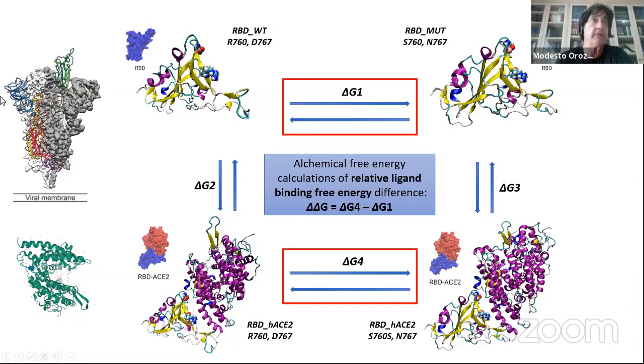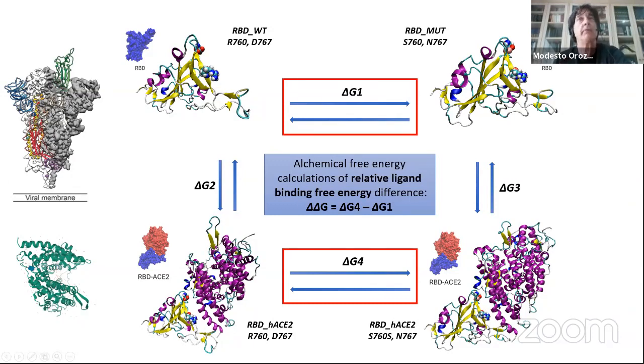This is a very nice structure of a spike. RBD is here. We have high resolution structures for the RBD and ACE2. ACE2 is the protein that acts as a receptor in the human membrane. And Andrea has already shown this picture. We have a nice structure of the complex.